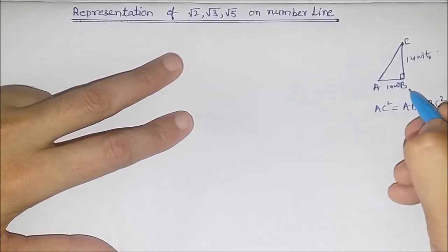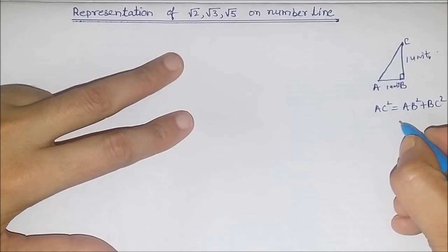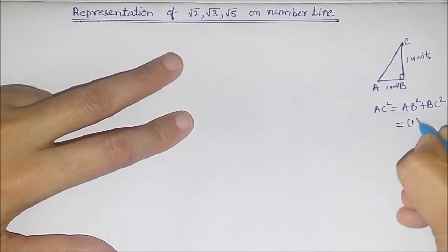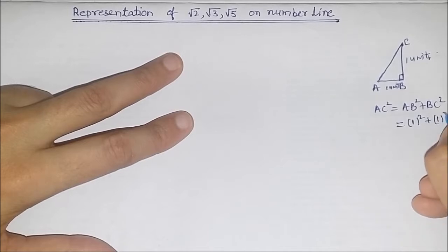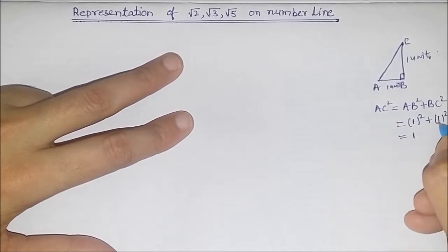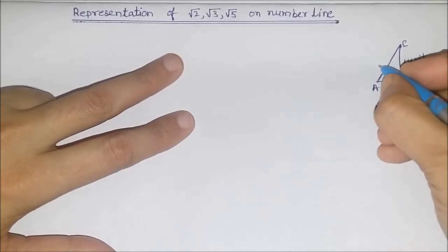For this particular triangle, since this is a unit triangle, length of AB is 1 unit, so this will be 1 square. Length of BC is also 1 unit, so this will be 1 square. 1 square is 1, plus 1, this comes out to be 2. Length of AC will be under root 2. So this is root 2.